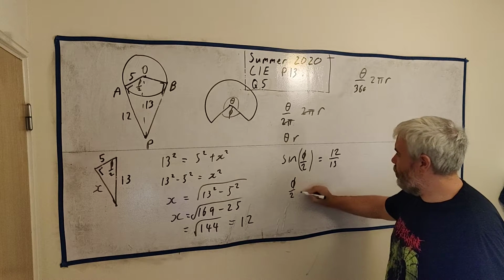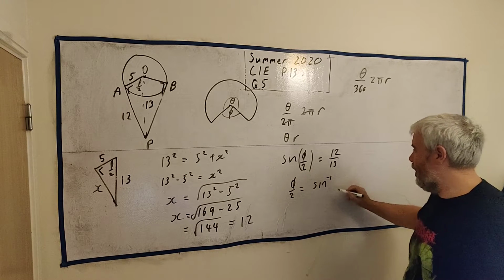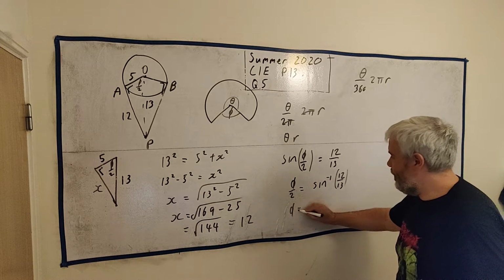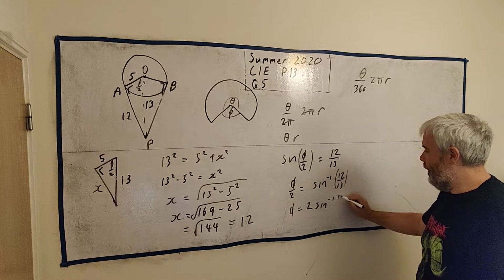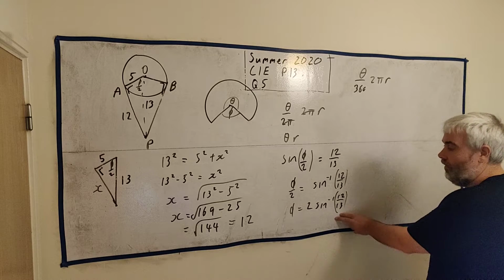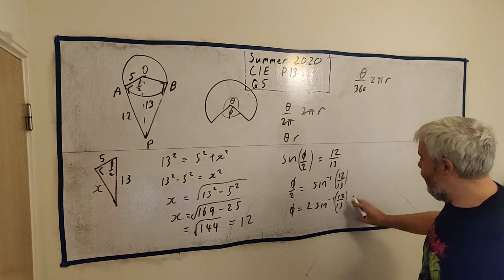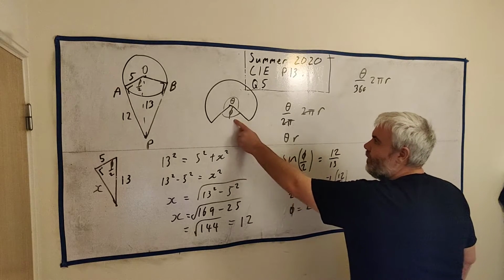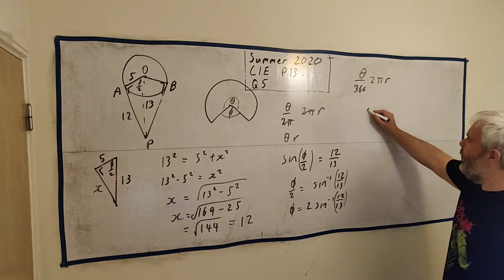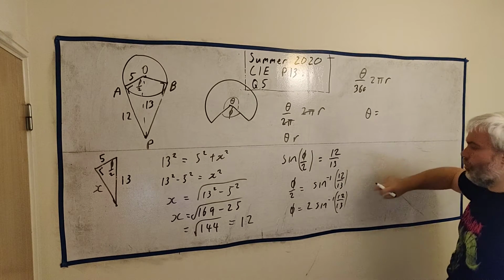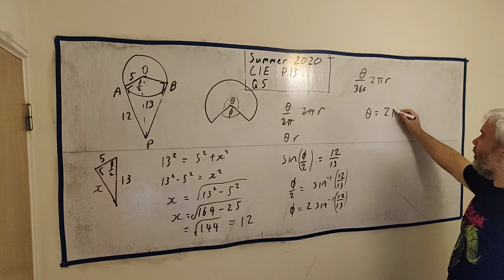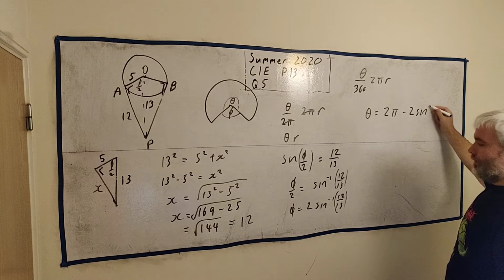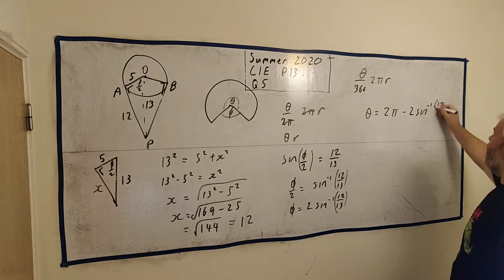So phi divided by 2 is equal to the inverse sine. The calculator will do that for you. 12 over 13. And phi is equal to 2 times this. Again, I like to leave it like this until later in the question, and then use the calculator to find out what number this is. So that tells me this angle here. I want this angle, so theta is equal to 2 pi, the entire circle, minus this one. So minus 2 times sine minus 1, 12 over 13.